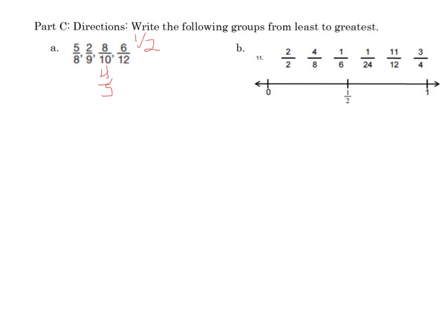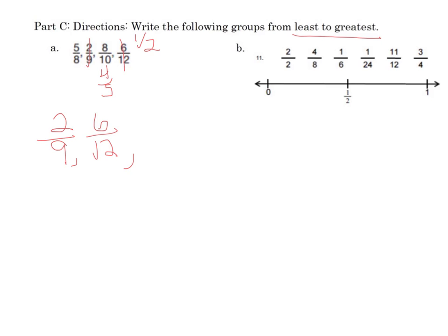5/8 is more than half. 4/5 is more than half, and 6/12 is exactly half. So I know 2/9 would be first. Remember, these are least to greatest. Okay, next I would look for, are there any that are less than a half? Because I know I have the 6/12, which is half. 5/8 is more than half. 8/10 is more than half, so 6/12 would have to go next.